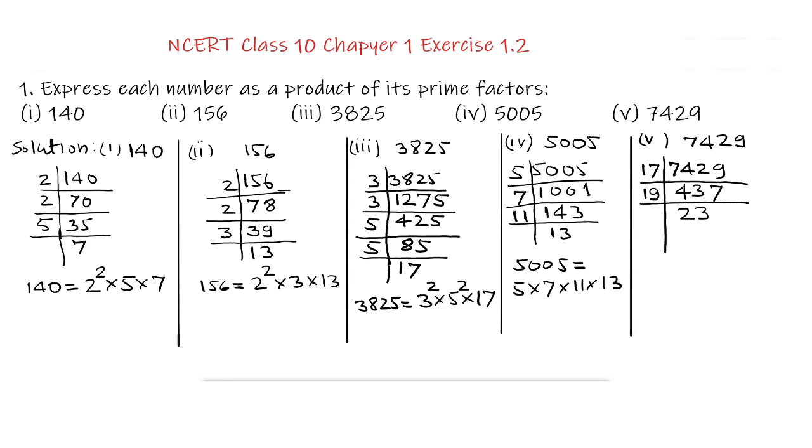Now 23 is a prime number. So it is not further divisible by any number. Hence we have got our answer for the prime factorization of 7429, which is equal to 17 multiplied by 19 multiplied by 23. Here completes this video.